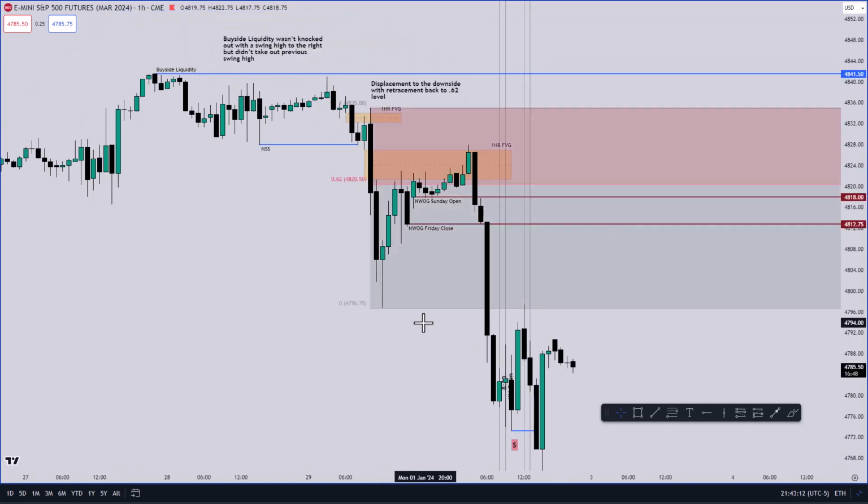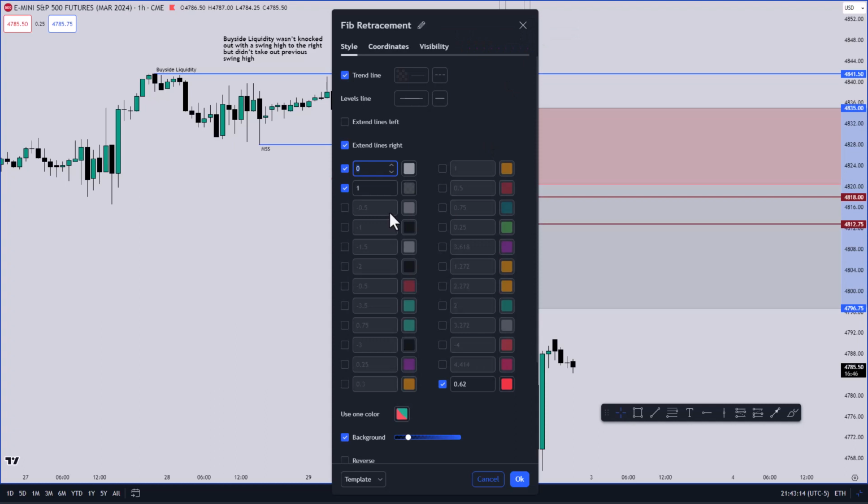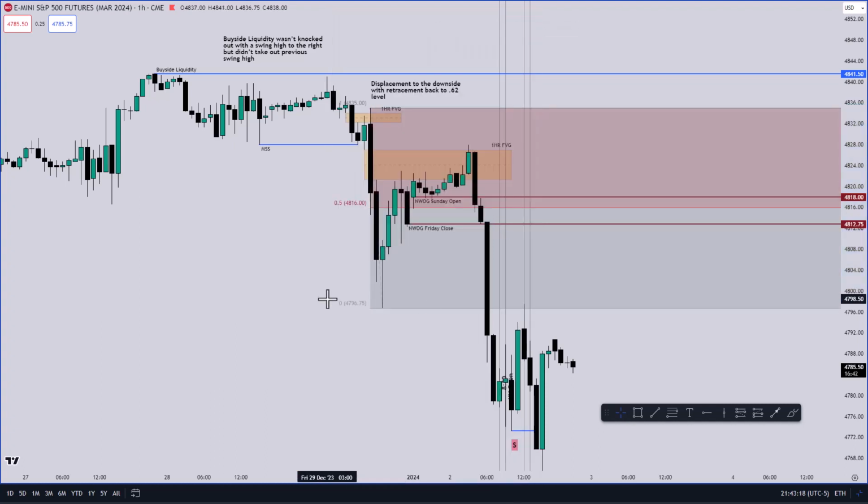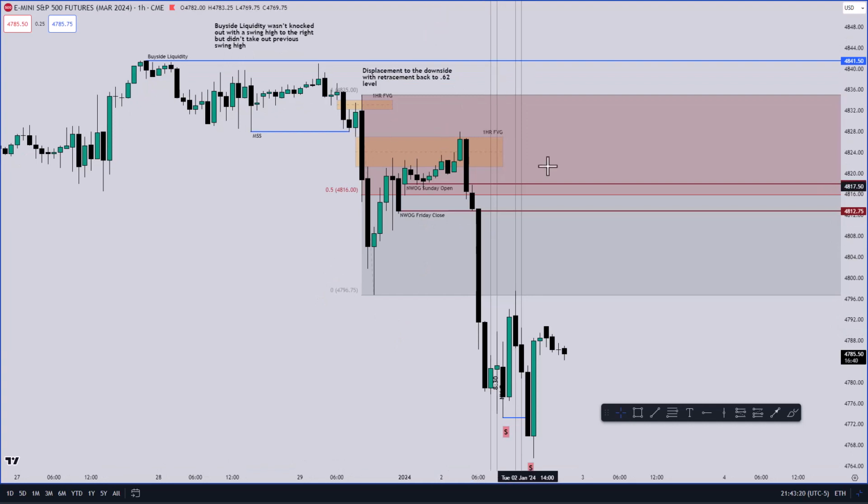So going back to the fib retracement, put that 50%, take off the 62. So we are in premium up here. I'm sorry. Correct me if I'm wrong, but we are in discount up here, going to premium. I may have said that wrong. Just let me know in the comments.